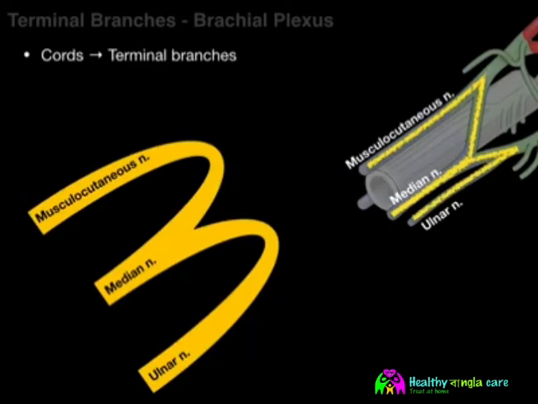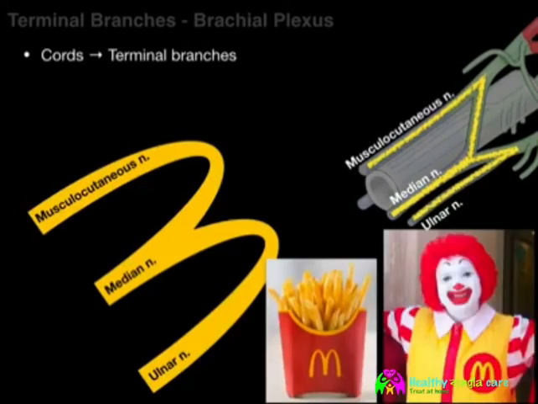And so not only is McDonald's good for the terminal branches of the brachial plexus, also good for French fries, not so much for the creepy clown. That's why I've never seen the movie It.